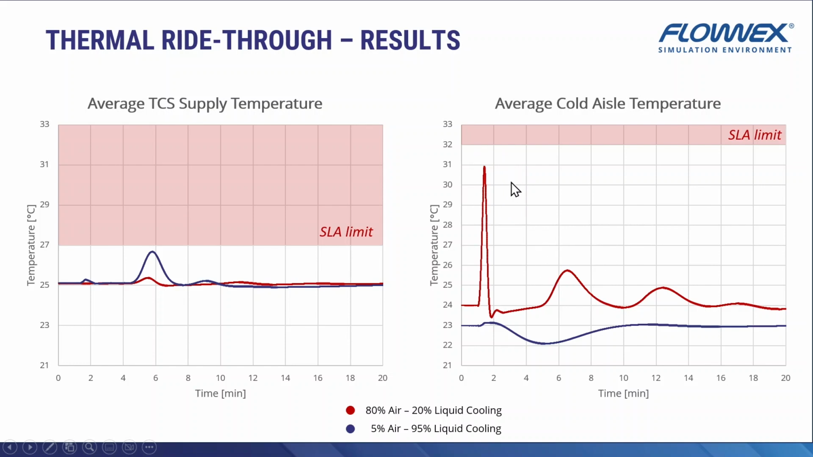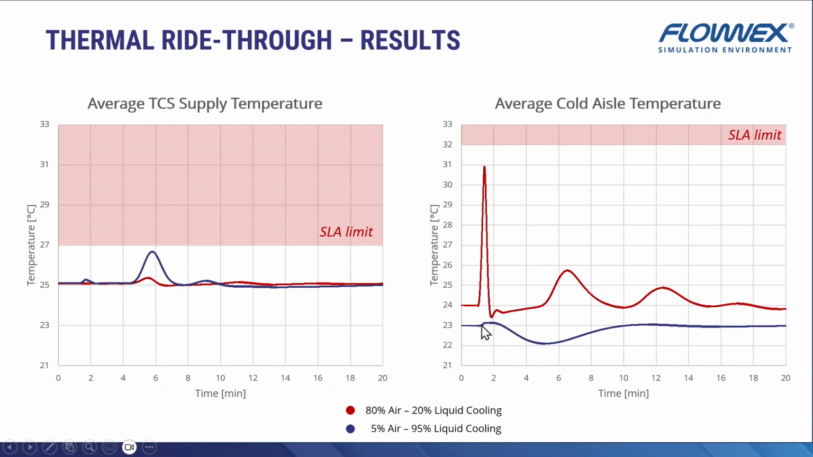The first peak is during the power outage and is due to the fan wall fans coasting down, resulting in lower airflow and leakage of air from the hot aisle containment to the cold aisles. The second peak is due to the increase in chilled water supply temperature.